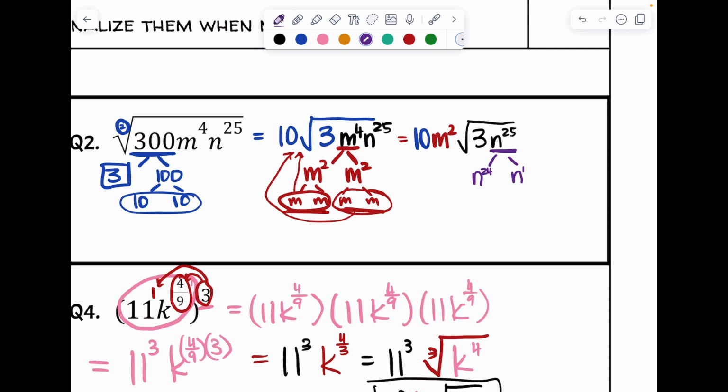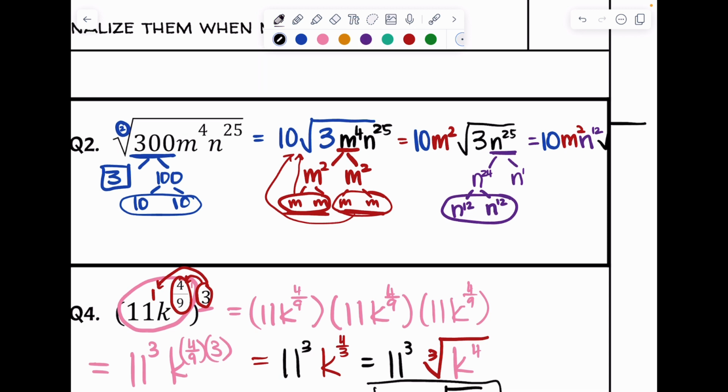Then I can see a little easier that I would have two identical groups of 12 n's. So I can pull out this number of n's, 12 groups of n's. So I have 10 m to the second power and n to the 12th power. Then I would have, let me change that color to purple, n to the 12th power. And then the remaining pieces inside the square root would be 3n.